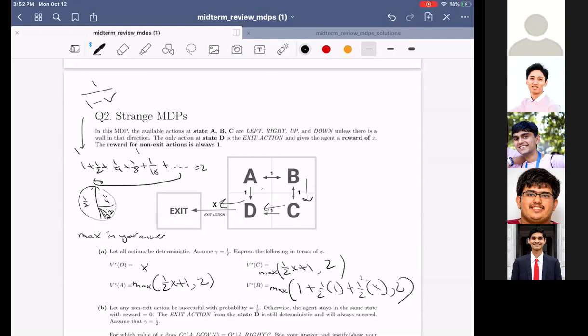And another way to write this, just to provide another perspective, is 1 plus the discount of the value of C, which is 1/2 X plus 1. Or in the other order, 1 plus 0.5X. And so this 0.5 gets propagated, and this becomes a 0.25, which is what we've done here. Okay, any questions about A?